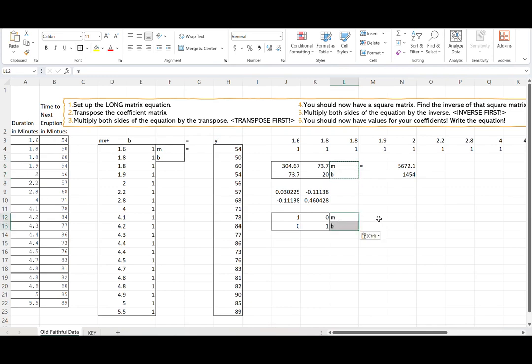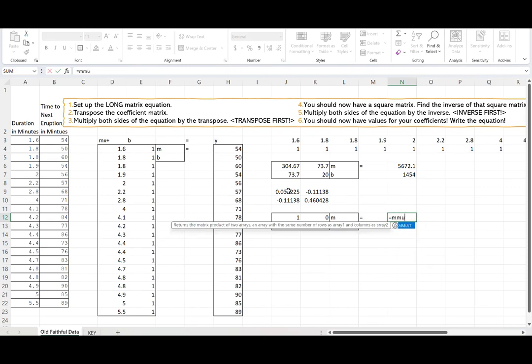All right, okay. Beautiful, M and B, and now we have to do the same thing over here. We're going to multiply a 2 by 2, the inverse, by a 2 by 1, and our result will be a 2 by 1. And there are our answers, but we are not done.